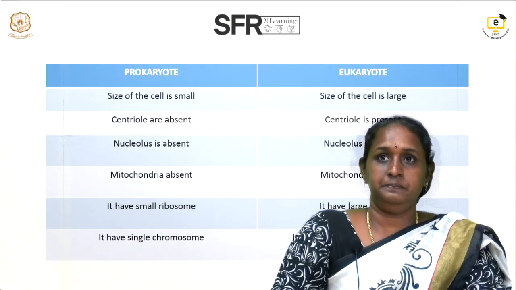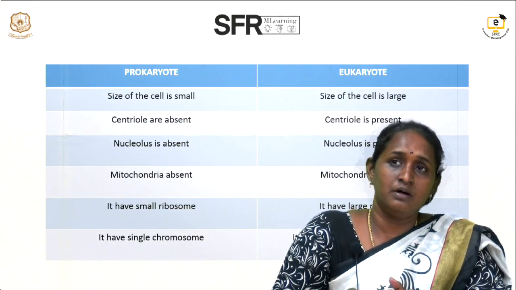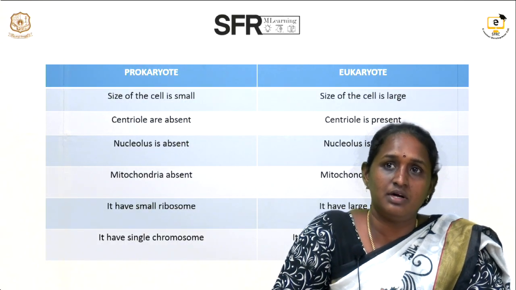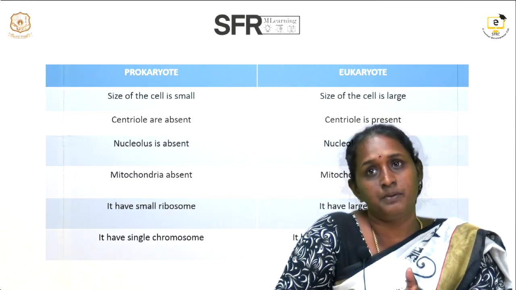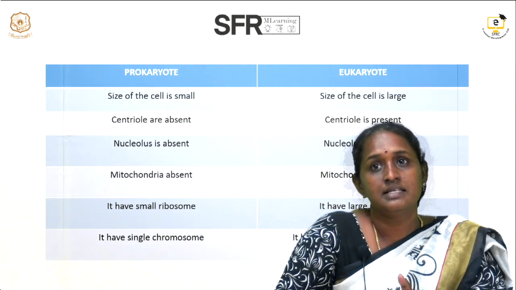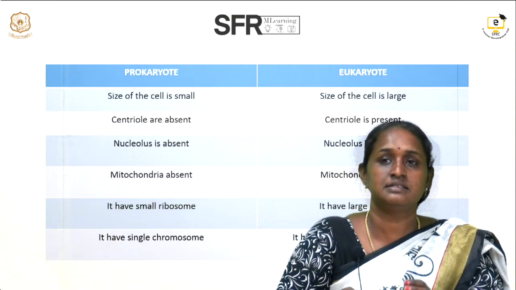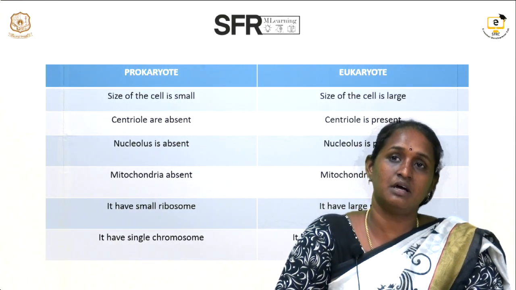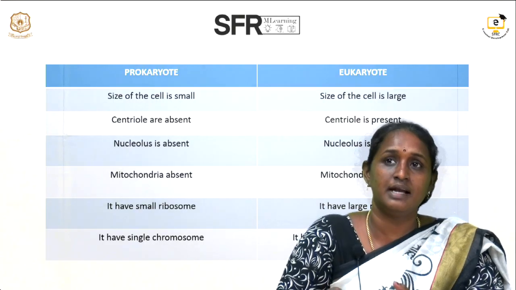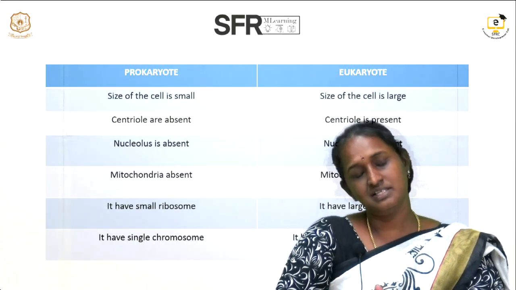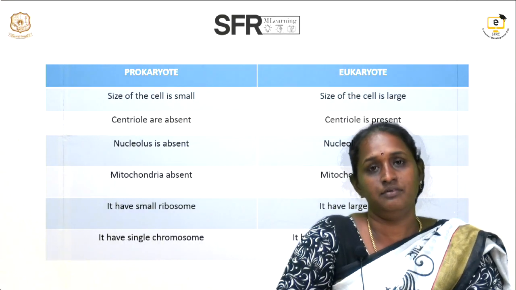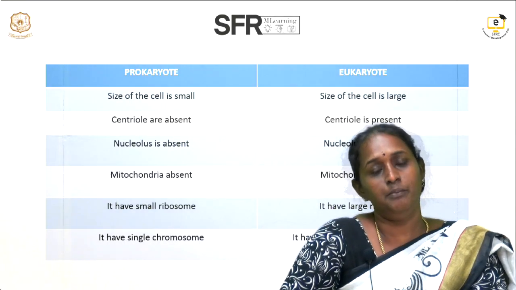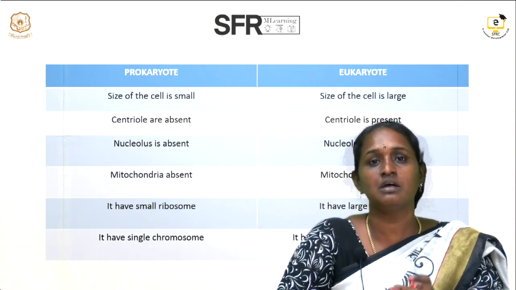So I have given a few differences between prokaryote and eukaryote. The size also varies for prokaryote and eukaryote, and the centriole, nucleus and a few other organelles are present in eukaryote and absent in prokaryote. These are the major differences between prokaryote and eukaryote, and we have seen some cellular components and their special names.